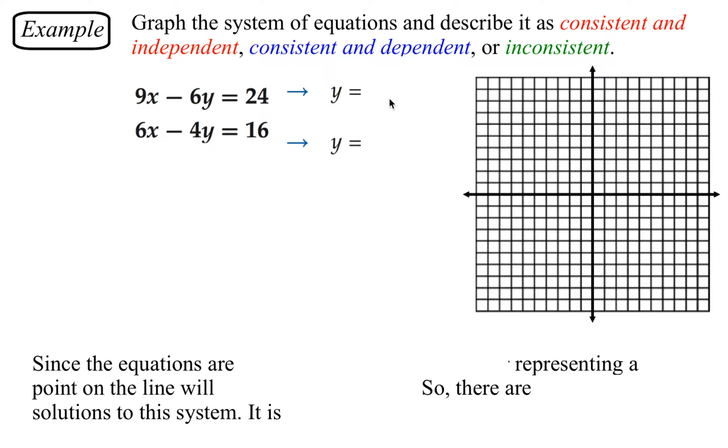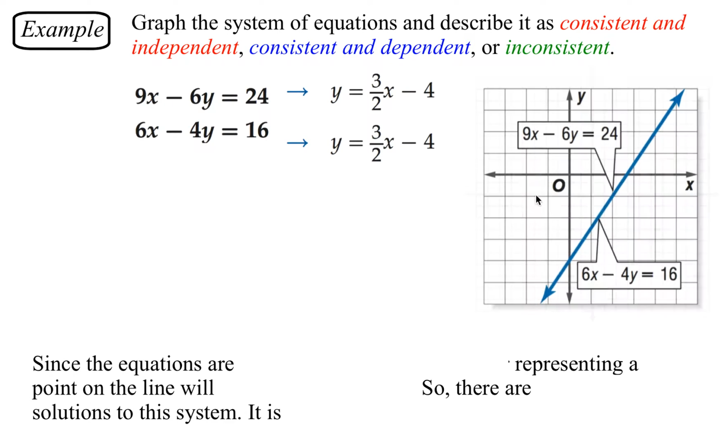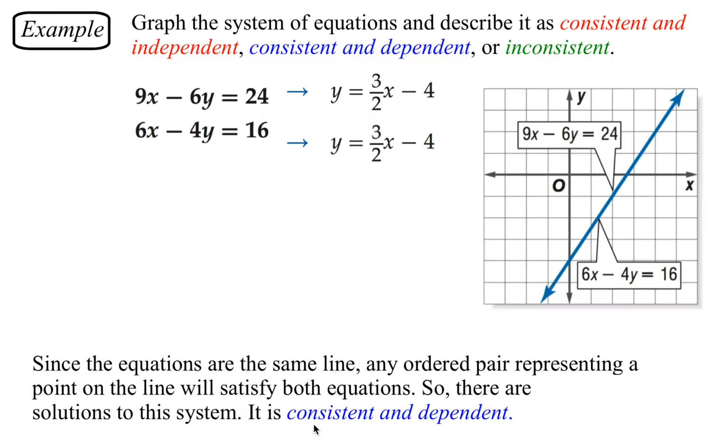Again, solving for y, we end up with y equals 3/2 x minus 4. And you'll notice in this example, it's the exact same equation when we solve it for y. Well, that's a particular instance where we have one line when we graph it. Even though it's represented in two different ways, or two different equations, it's the same line. So that's the one where we're going to call it consistent and dependent, because anything that works in one equation will work in the other one.